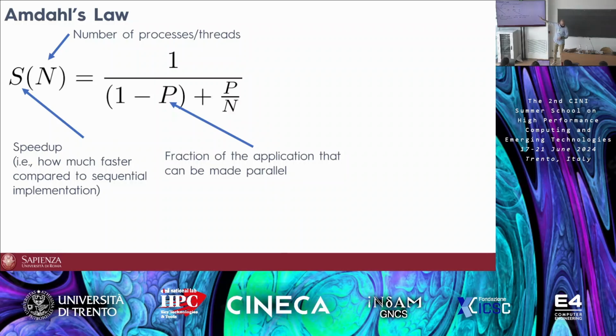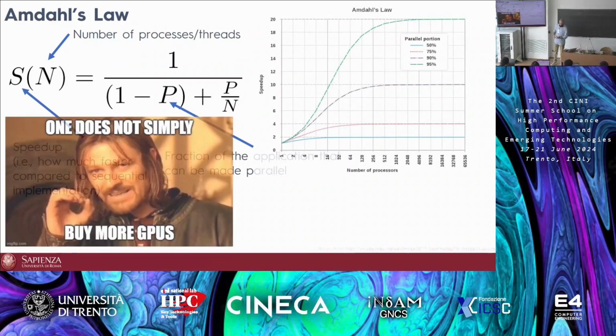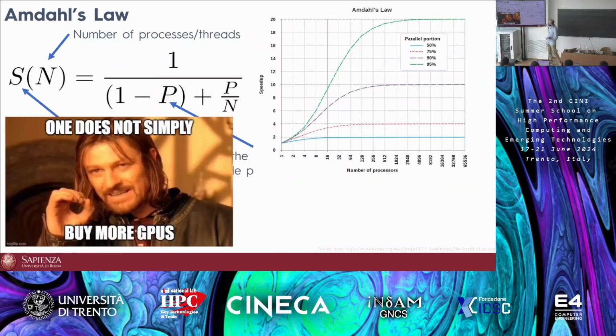Okay, now there is this very nice formula. So what does this formula mean? I show here on the plot the number of processors on the x-axis and the speed up on the y-axis. And this formula says that the smaller is P, the sooner I will stop scaling. Okay, so this is my performance.